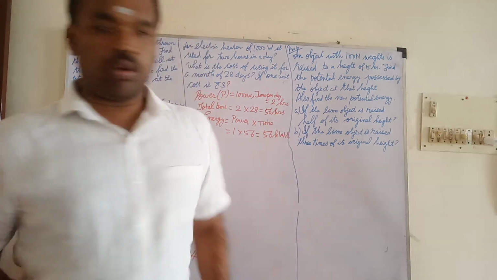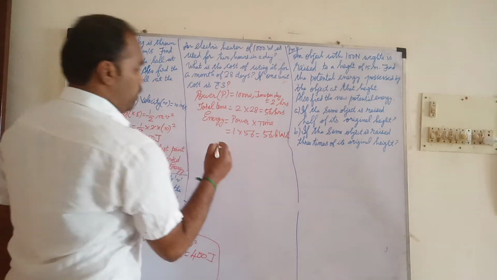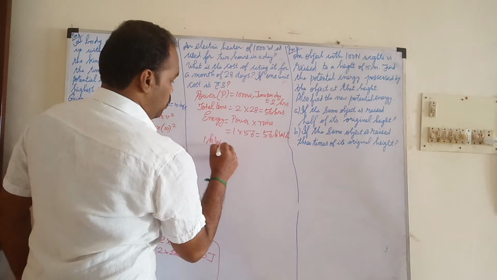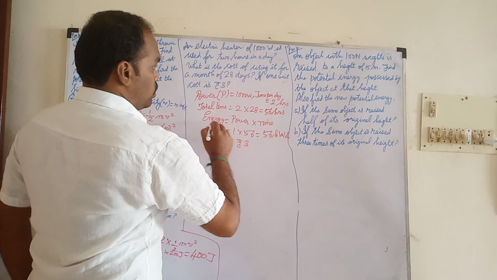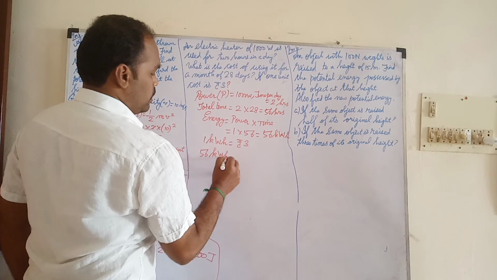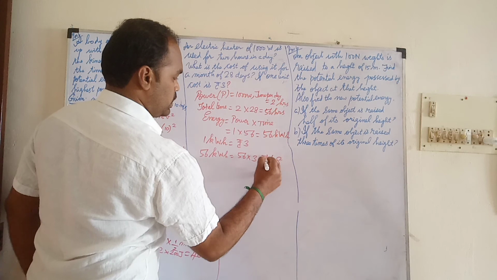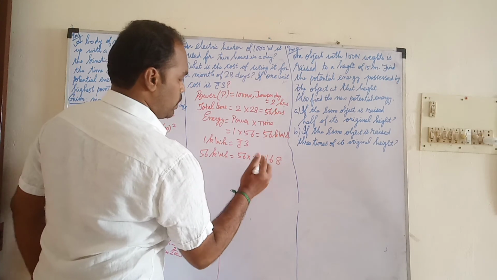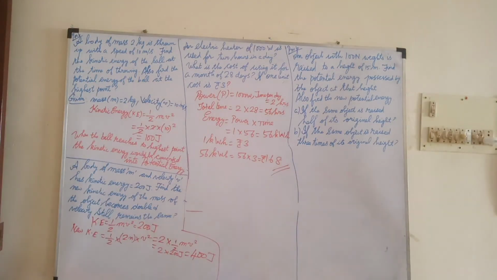Okay, sir. Now 1 kilowatt hour consists of how much? 1 unit. 1 kilowatt hour consists of rupees 3. So for 56 kilowatt hour consists of how much? 56 into 3, 168 rupees. So that's all about this. The next one.